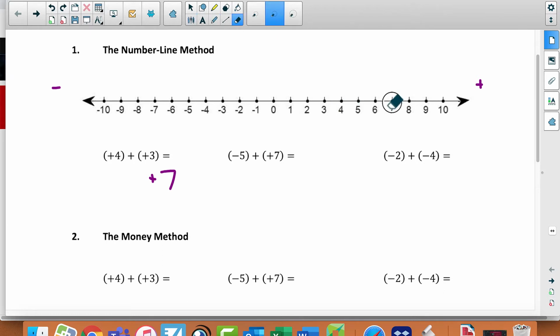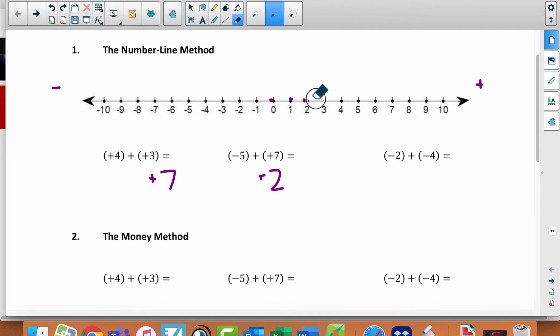I'm going to use the same number line for all these questions. The next one, negative 5. That's where I start. I start at negative 5, and I'm adding positive 7. Again, because it's a positive number, I move to the right, in the positive direction. So I go up 7 spots. 1, 2, 3, 4, 5, 6, 7. There's my answer. It's positive 2, or just 2 if you want.